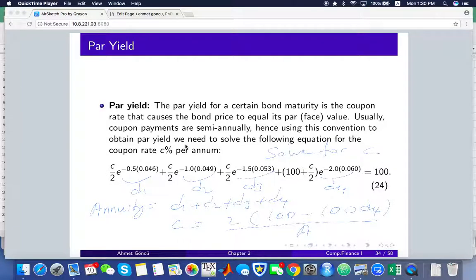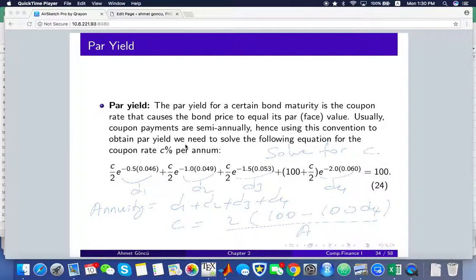Okay, now let's talk about the par yield for a certain bond maturity. So the definition of the par yield is not very complicated. Basically, for a certain bond maturity, par yield is the coupon rate that causes the bond price to equal its face value. In other words, if you consider the present value of this cash flow that is received by the holder of the bond, that should be equal to the face value of the same bond.